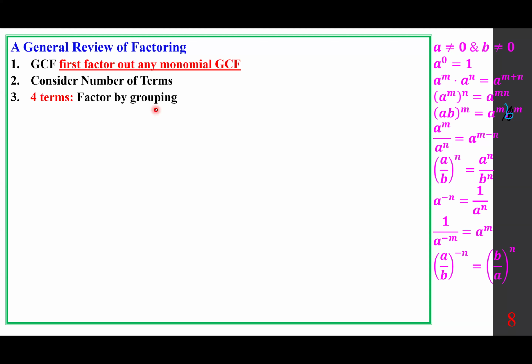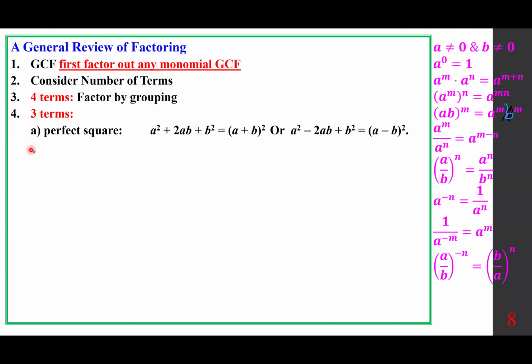If it's four, two and two, until it works out. The first and the second, the first and the third, the first and the last, however it works. If you have three terms, the following possibilities. One is that it's a perfect square. A squared plus 2ab plus b squared is (a plus b) squared. Or a squared minus 2ab plus b squared is (a minus b) squared. So that's done.